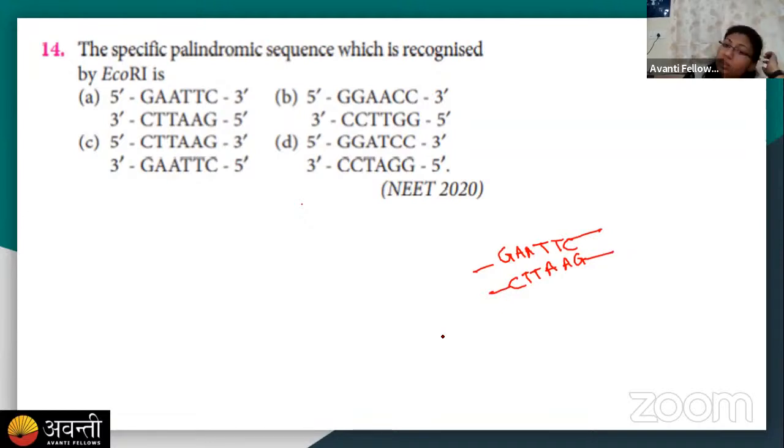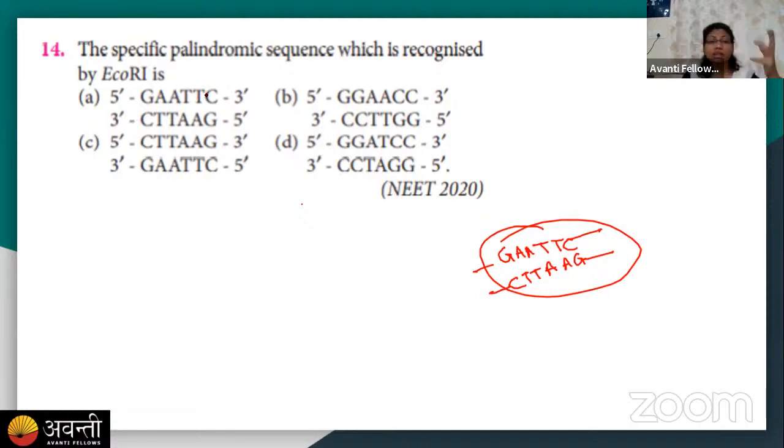So we have to find out this sequence only, and out of these four options, so let's start with option A. So here it is written GAATTC. Yes, this is what we are looking. Now move to backward. Now study the second strand backward.